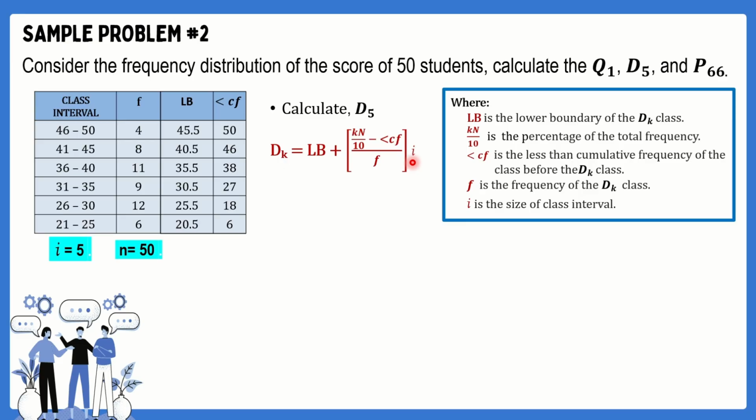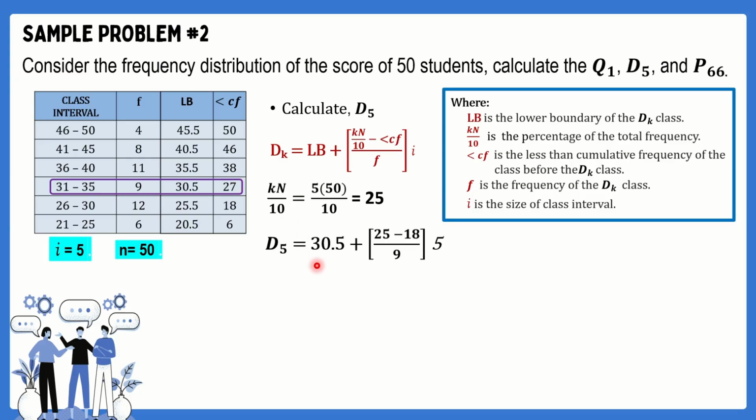So again, let's solve this one first to find where we get the data or class. So let's substitute. Since we are using decile 5, we have here 5 times 50, our n, over 10, since it is a decile we are looking for, which is equal to 25. So now we already know where to get the data. So 25 belongs here, and this is where we get the data for substituting the values.